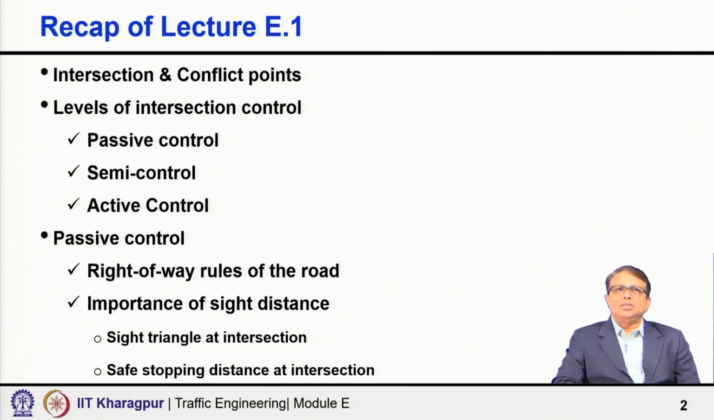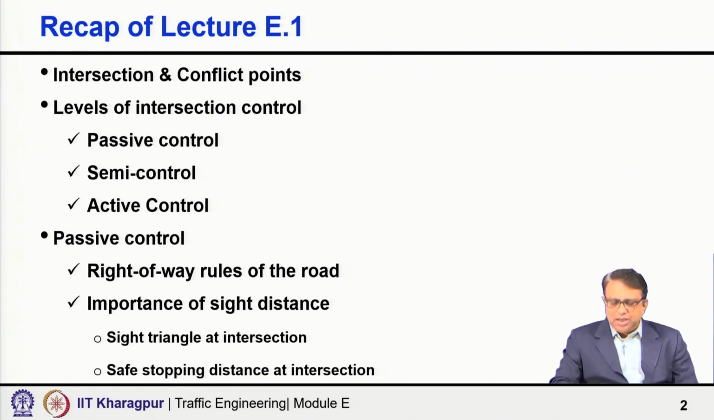I mentioned that the right of way rules of the road govern the operation of traffic at this kind of intersections, and also highlighted why the concept of side triangle, or the concept of side distance, is so important for this kind of operation, and then said that ideally from both approaches the safe stopping side distance should be available in order to ensure the safety of traffic operation at all the intersections with passive control.